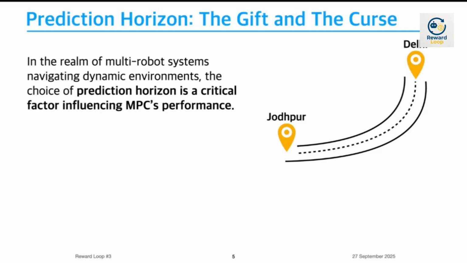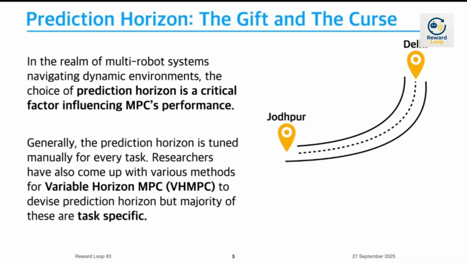But in a multi-robot system, if you change the orientation, if you change the initial positions of the robots, if you change the task, the optimal value of prediction horizon changes. By optimal, I mean, again, whatever your cost function is, whatever value of prediction horizon fetches you the least cost in the given computation resources.